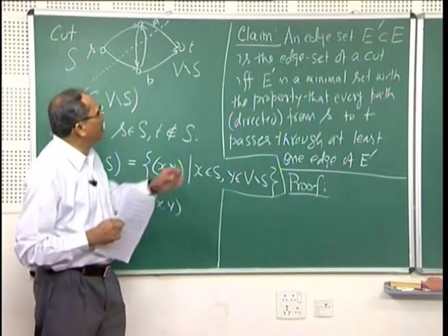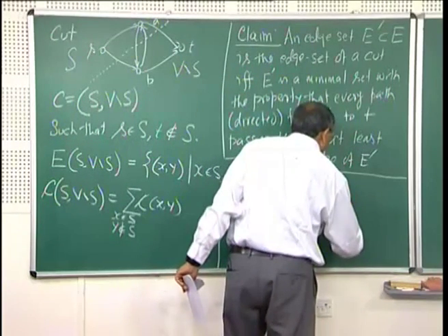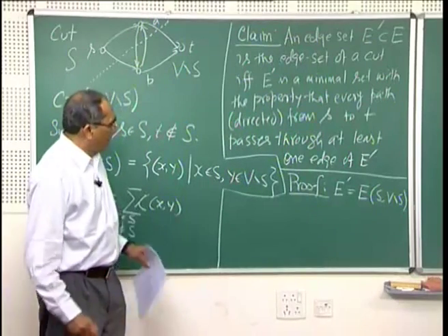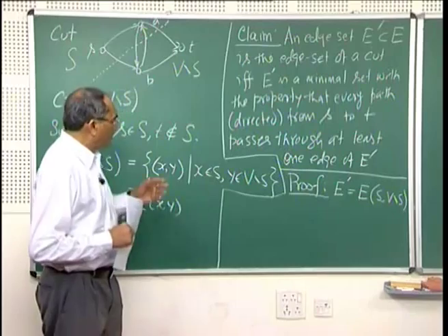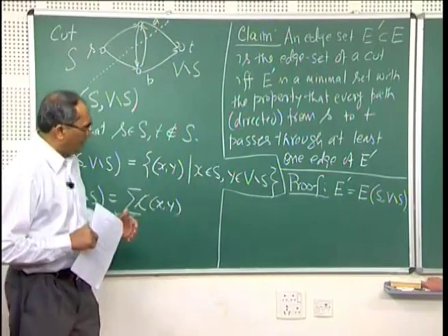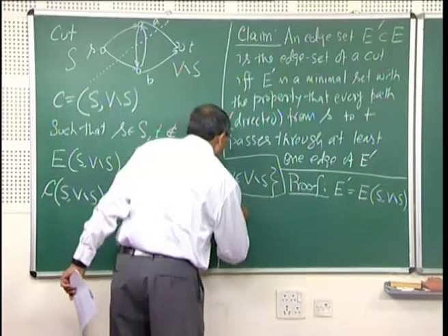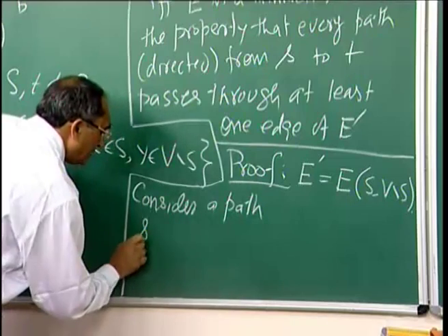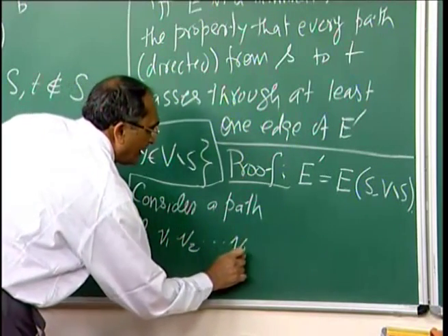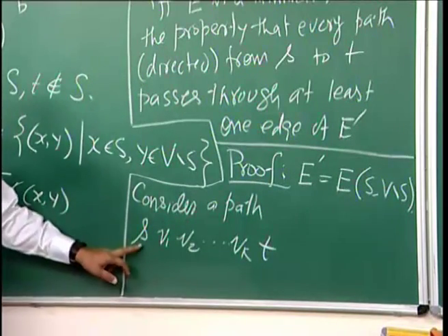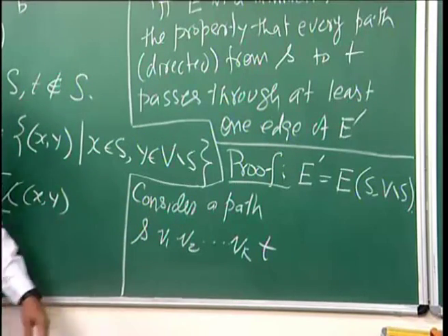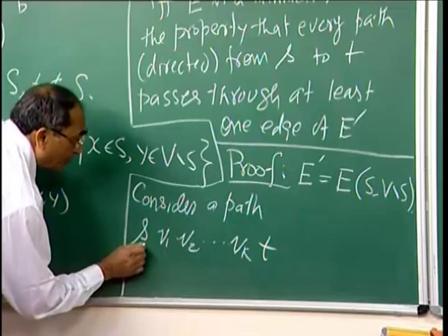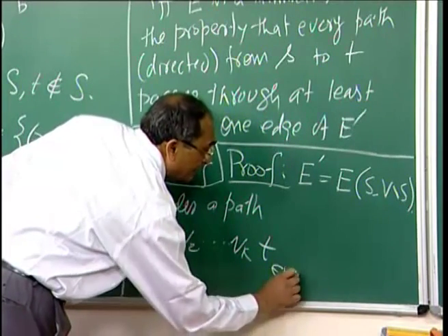First of all, let us say we are given that E prime is the edge set of a cut, some cut. Well, to see that every path should pass through at least one edge of E prime, let us take some arbitrary path from S to T. Consider a path S, V1, V2, Vk, T. So there is an edge, of course, S to V1, V1 to V2, and this is a complete graph, so there are edges, and it starts at S, ends at T. This belongs to S, this belongs to V minus S.